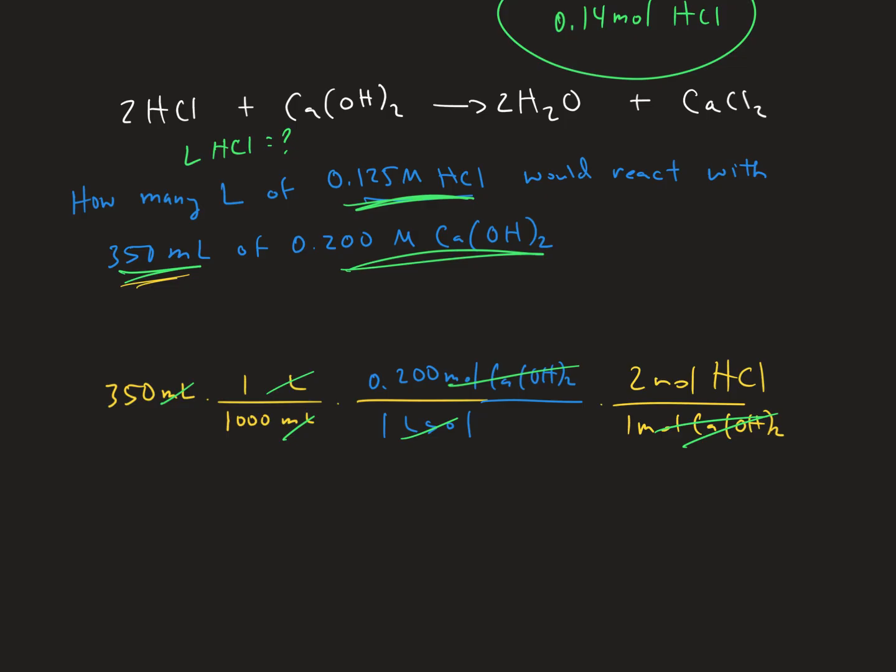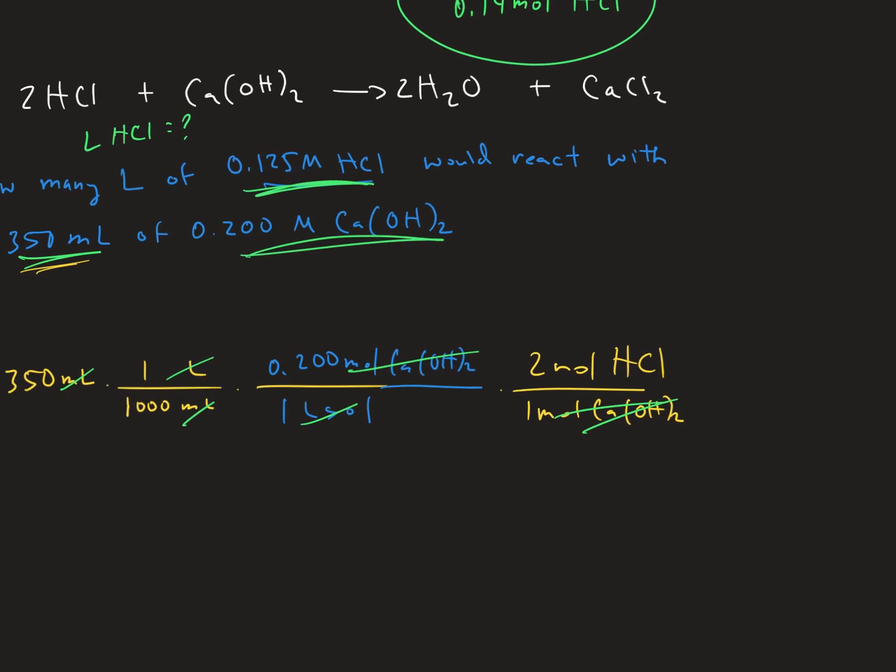Do we want moles of acid in our answer? No, so that means we've got to get rid of moles. How are we going to do that? 0.125 moles of HCl per 1 liter of solution. And we want to know how many liters, not milliliters, so we don't have to convert it again. But if it said milliliters, we just convert liters to milliliters again. So moles of HCl go away, so we have a solution of HCl when we're done. And when we do this, we get 1.12 liters of my HCl solution.